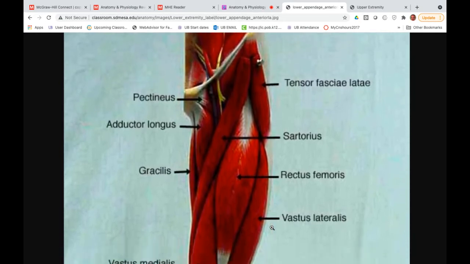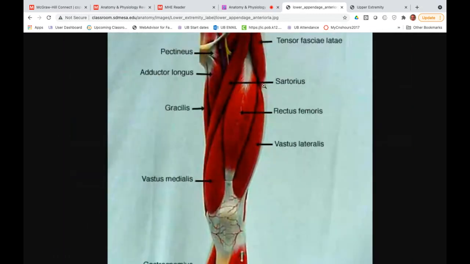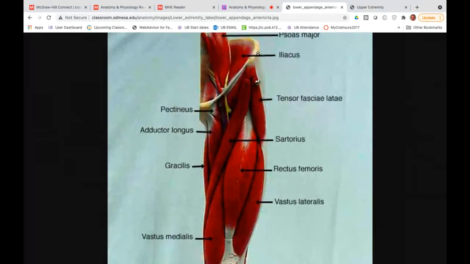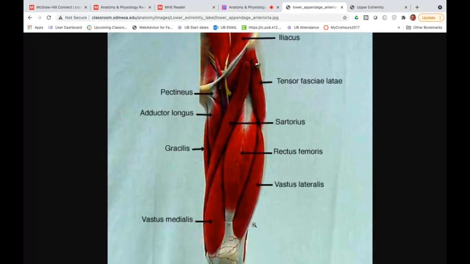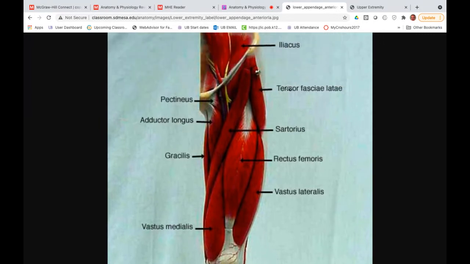It's called the ITB, or the iliotibial band, or the iliotibial tract, because it goes from the ilium all the way down to the tibia. So the TFL, the tensor fasciae latae, inserts on the iliotibial band. It's an abductor. It can flex the hip and it can abduct the hip a little bit. All right, what else do we have?